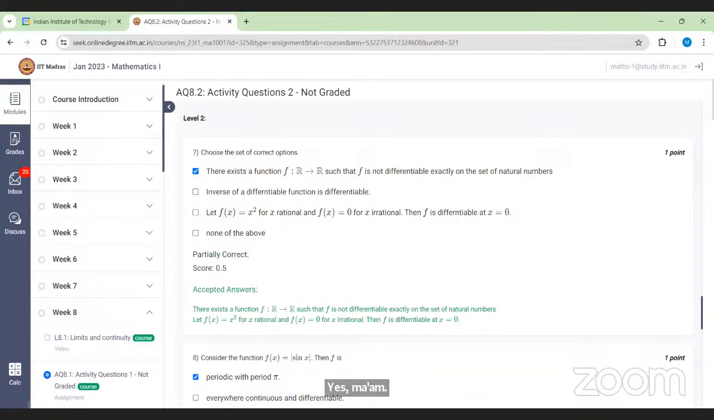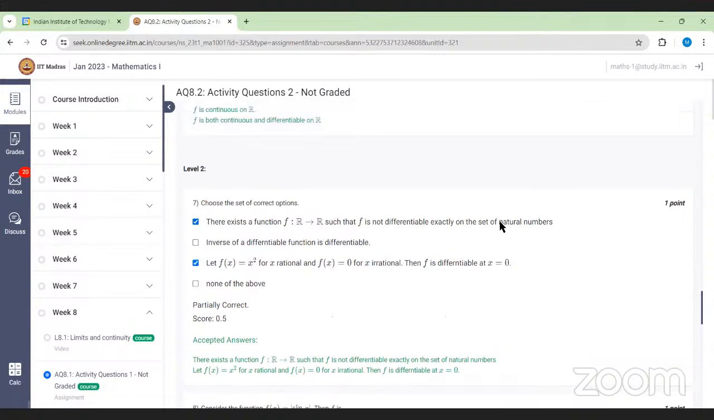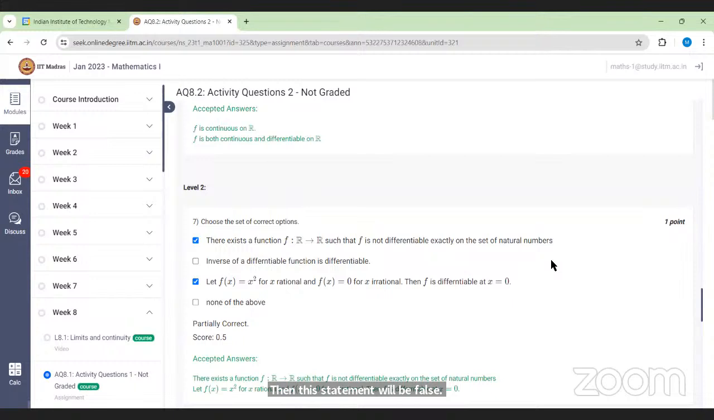If f(x) equals x square for rational and 0 for irrational, then the function will take values 0, x square, 0, x square, very erratically. If you draw the graph, it will be the line y equals 0 and the x square parabola. But as x goes to 0, x square also goes to 0, that's why this is differentiable. If they say that the function is differentiable at any other point except 0, then this statement will be false. At 0 only it is true, because x square is also going to 0 as x goes to 0.